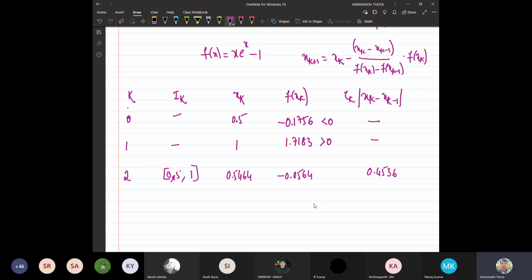Now you look at here. This is negative. Now here in the third iteration, what will be the interval that we should work with? What are the two points we should work with? It is not exactly the previous two. If it is only the previous two, that is the secant method in general. But here the two points will be decided based on the function values.